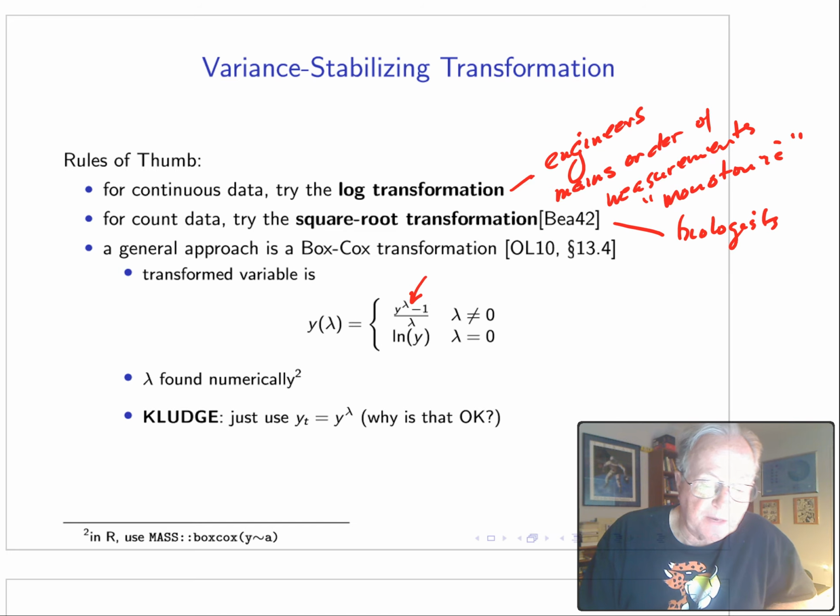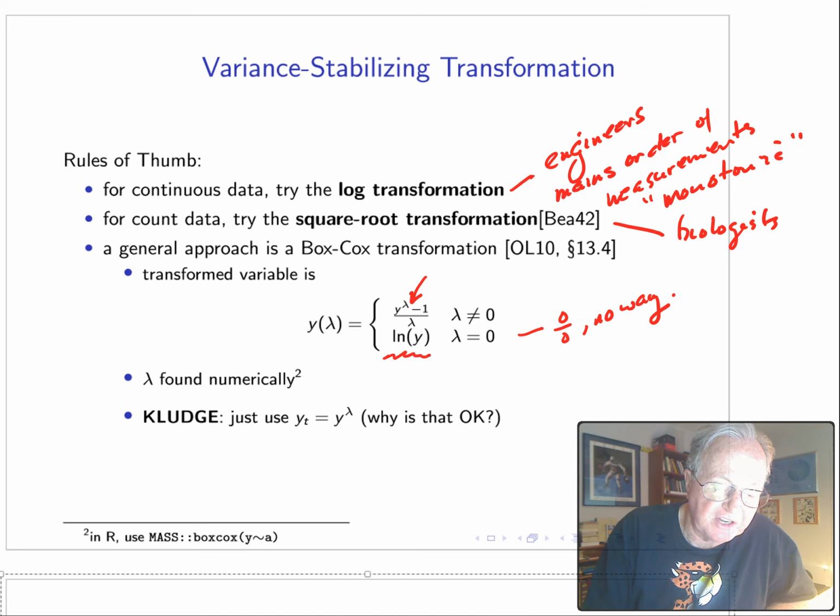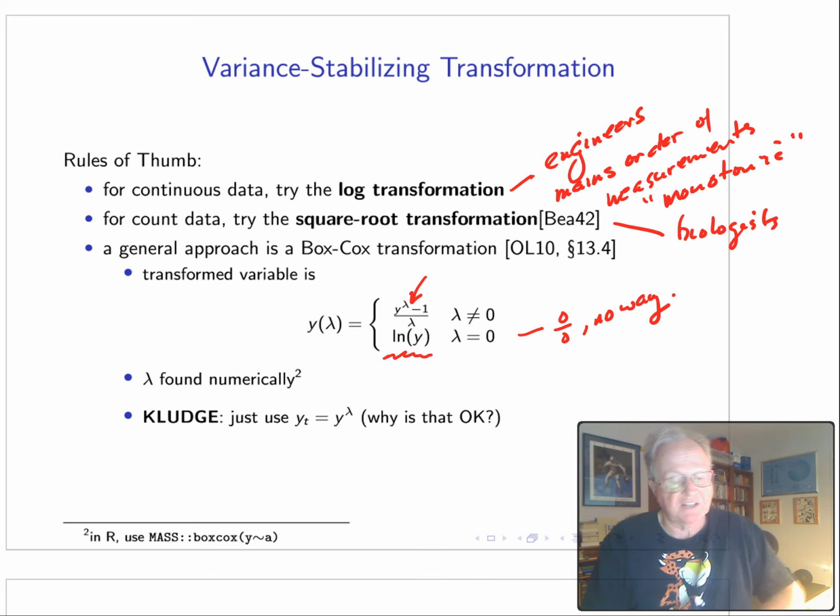Well, if lambda is 0, anything to the 0 power is 1, subtract off 1, and you get 0. You get 0 divided by 0. No way. Don't want that. But it turns out that under certain conditions, as lambda goes to 0, this converges to the natural logarithm, which is a lot simpler.